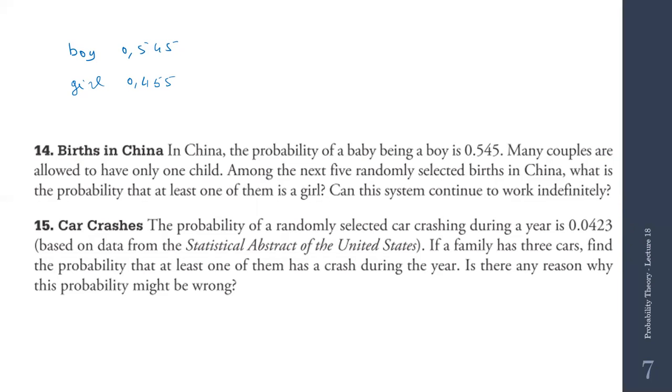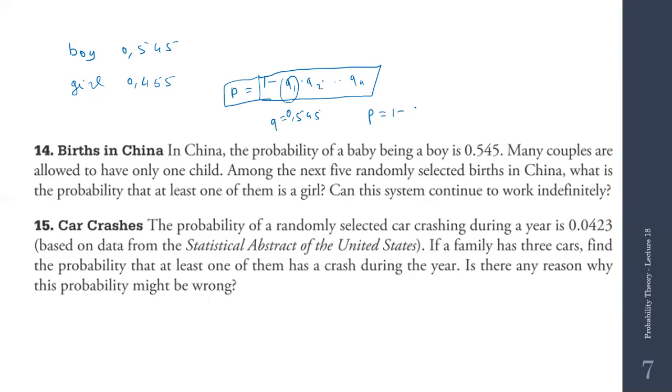At least one of them is a girl. So there is a formula for at least one event, which is 1 minus q sub 1, q sub 2, up to q sub n. Probability of at least one event. So q's are the non-occurrence of the event. Like we need at least one girl, so q is not being a girl. So it means 0.545 for each q, all the same because each time it's the same chance.